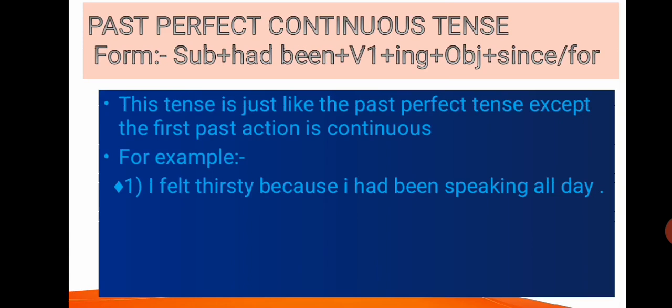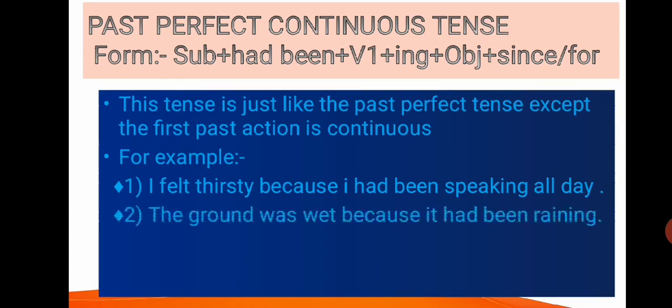We can say that we use past perfect continuous tense to show an action that began before a certain point in the past and continued up to that time. We can see one more example. The ground was wet because it had been raining. Now, in this example, what we observe is that it rained at some time in the past, so now the ground is wet. So, the ground was wet because it had been raining.